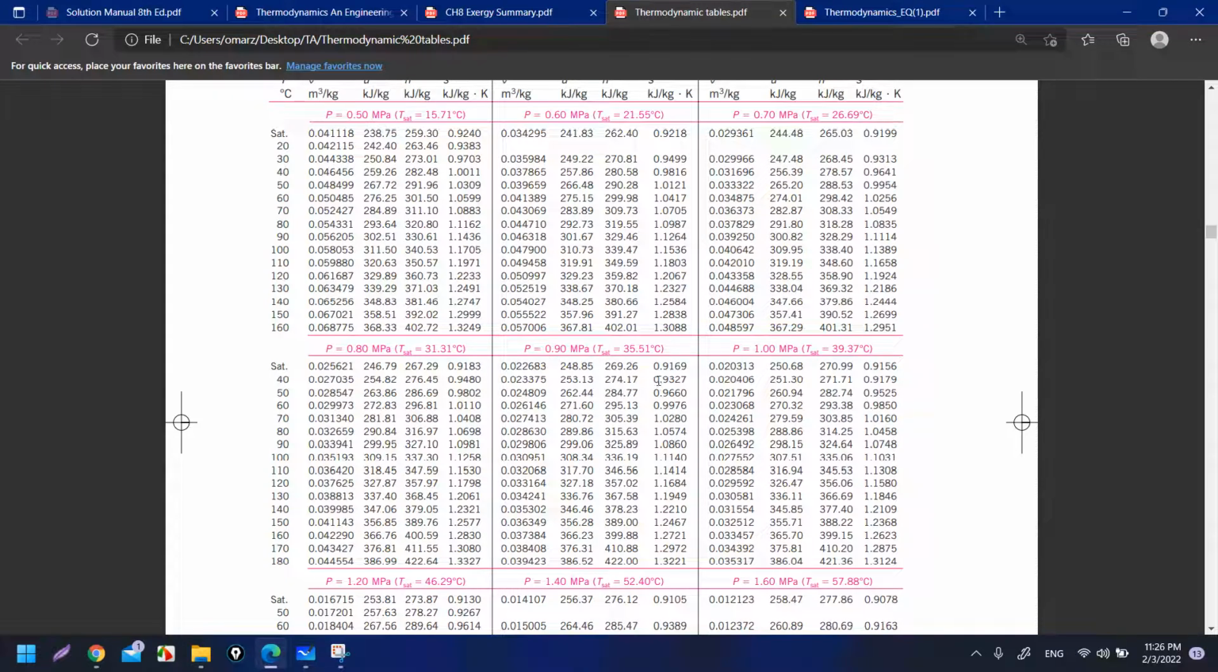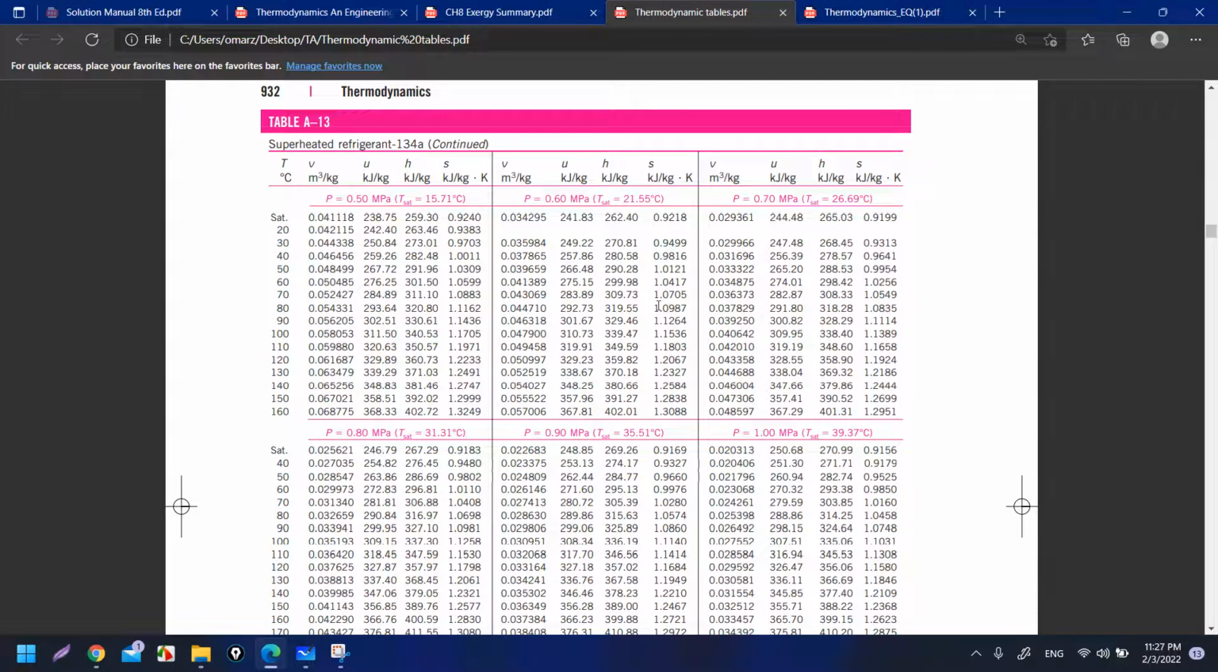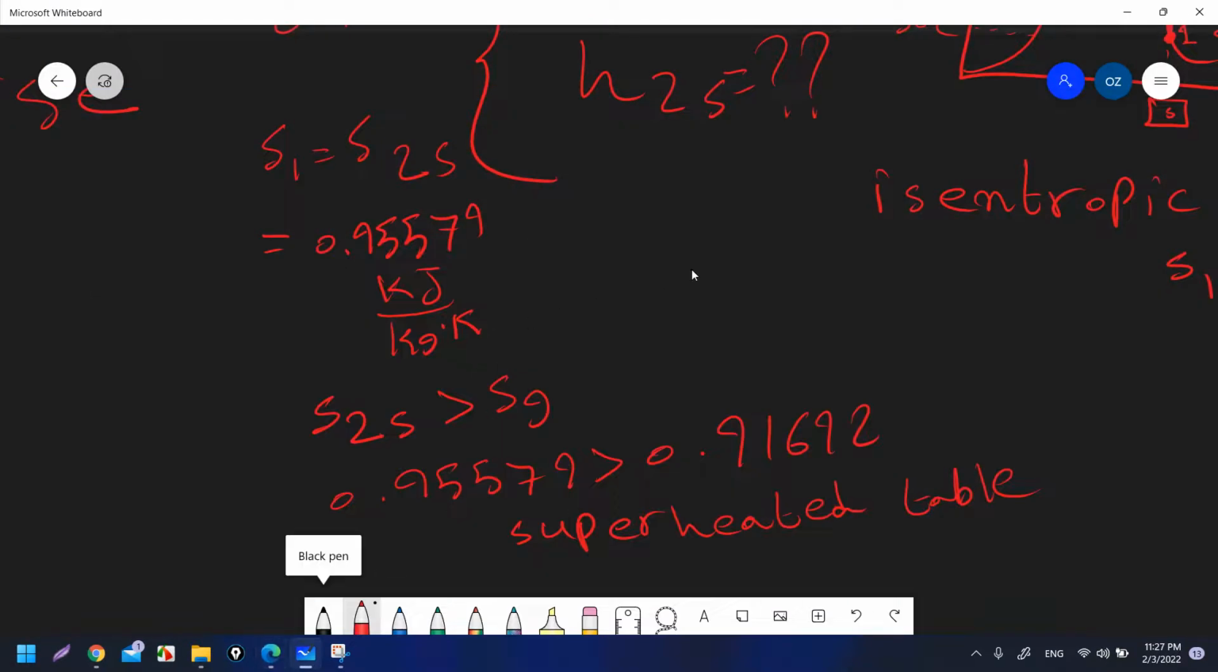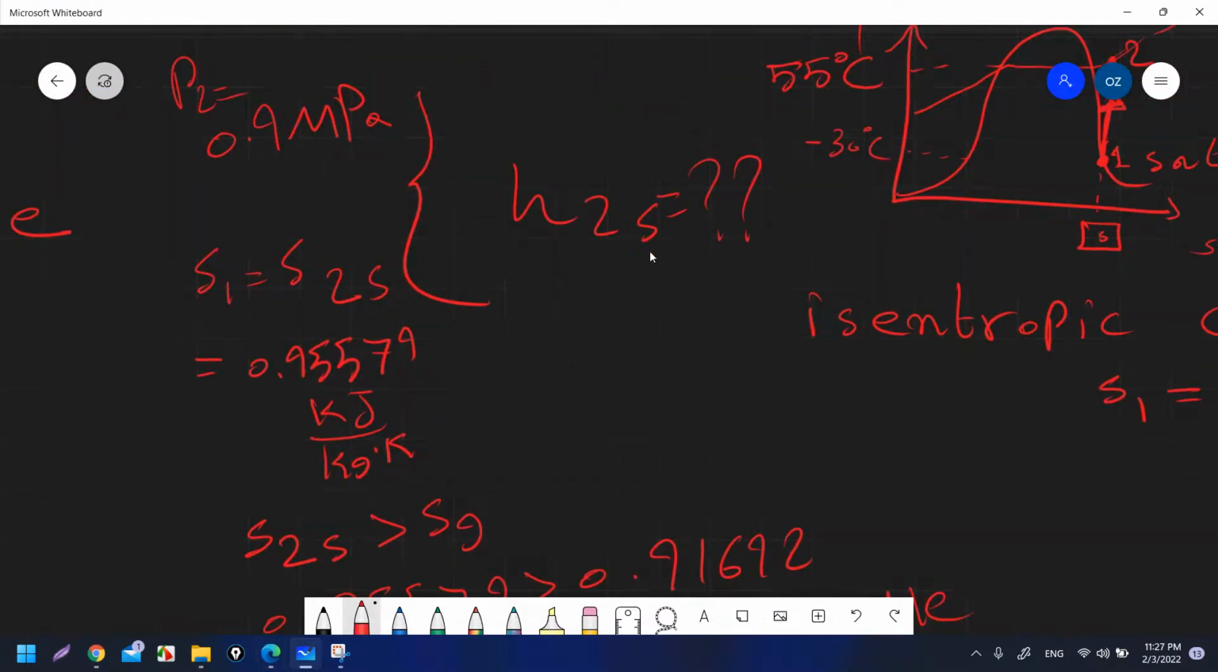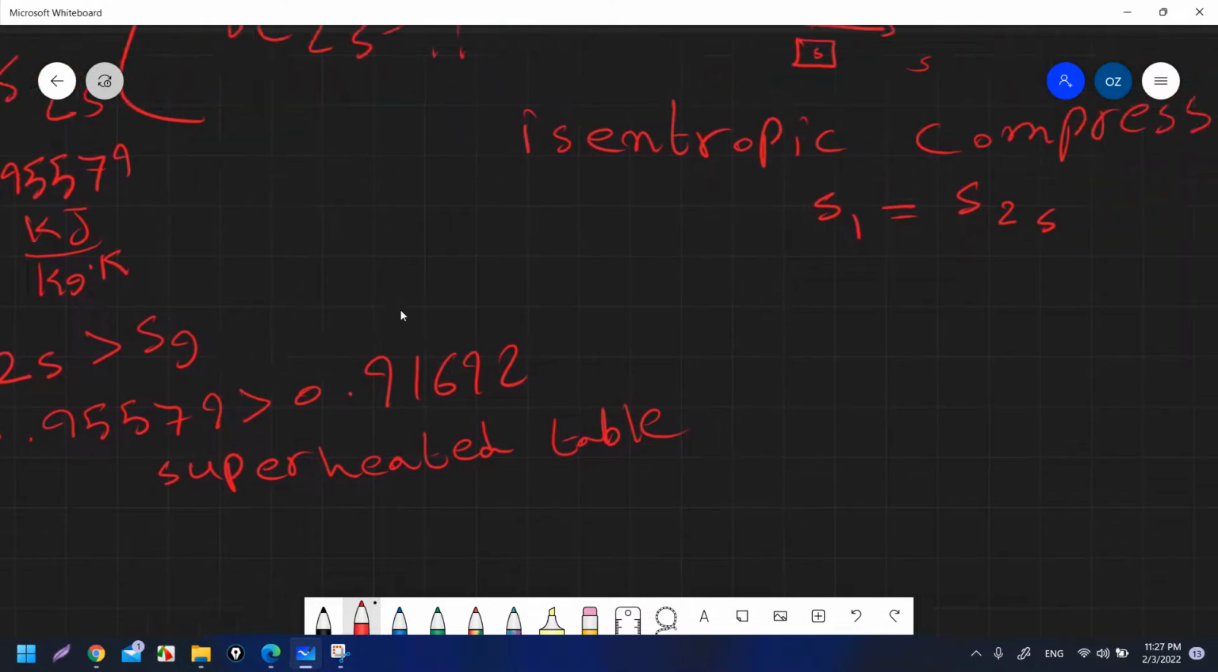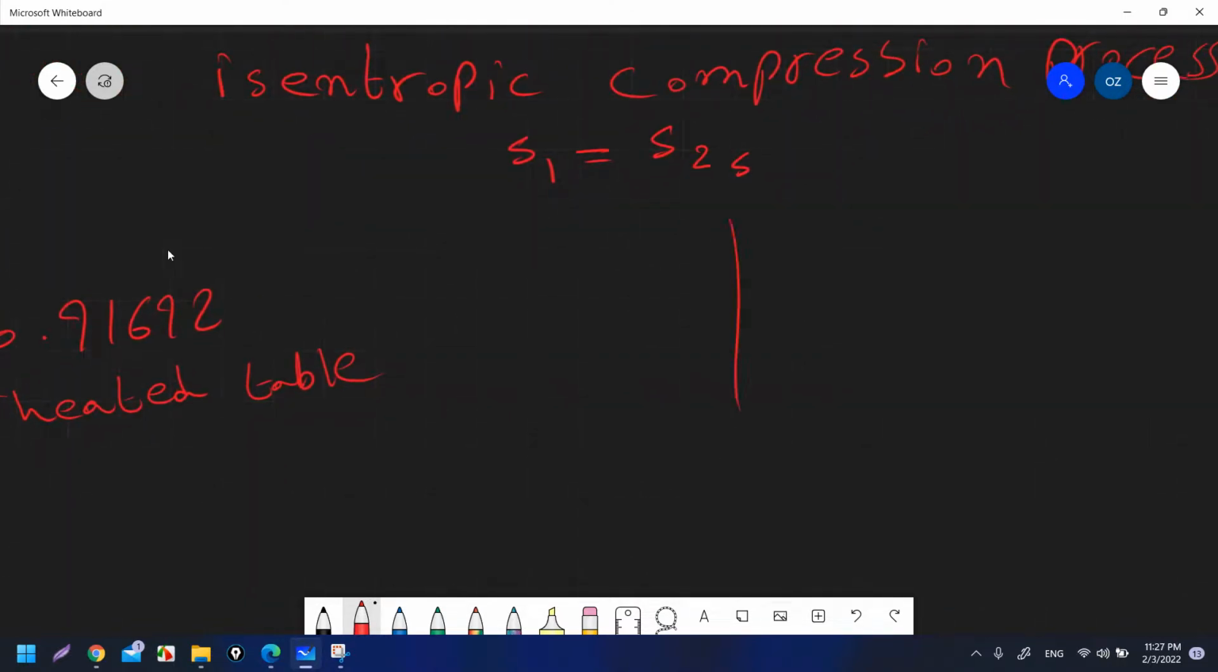My entropy is 0.95, so it is between these two entropies. So I have to make interpolation with my entropy to find the enthalpy. I am doing all of this to find the ideal, or isentropic, enthalpy at state 2. I have to make an interpolation between H and S.